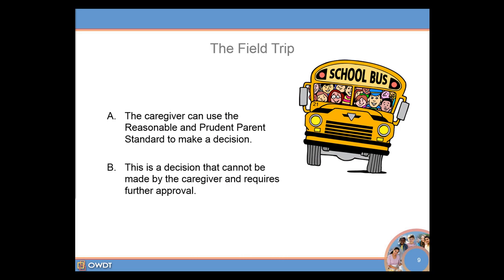The first example: a 16-year-old, James, brings home a permission slip to attend a school field trip during the day to a museum several hours away but within the state. James has been in the foster home for 3 months and things have been going well. What should the foster parent do? A. The caregiver can use the reasonable and prudent parent standard to make the decision. Or B. This is a decision that cannot be made by the caregiver and requires further approval.